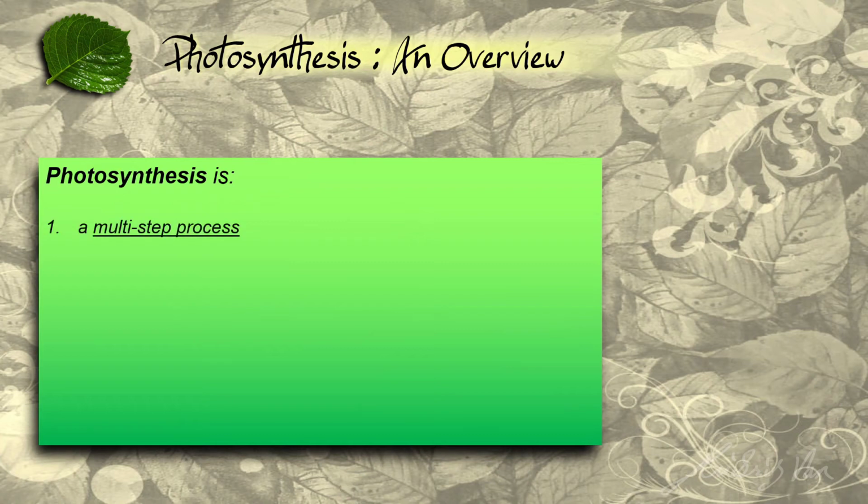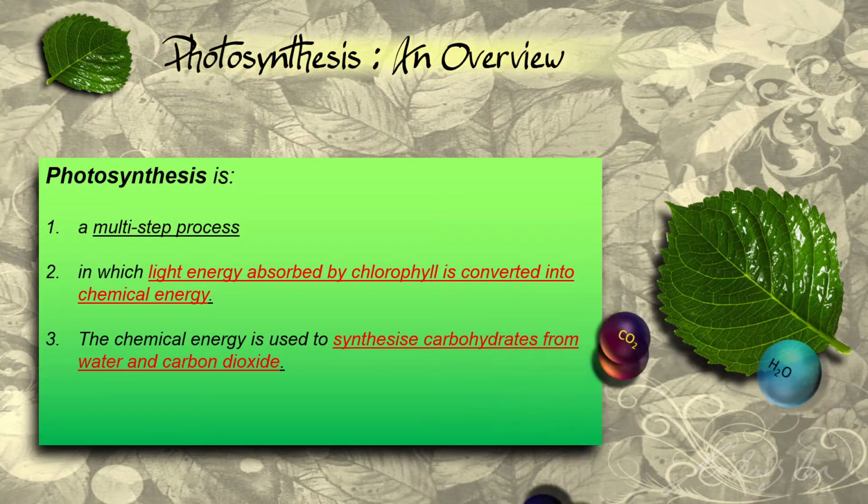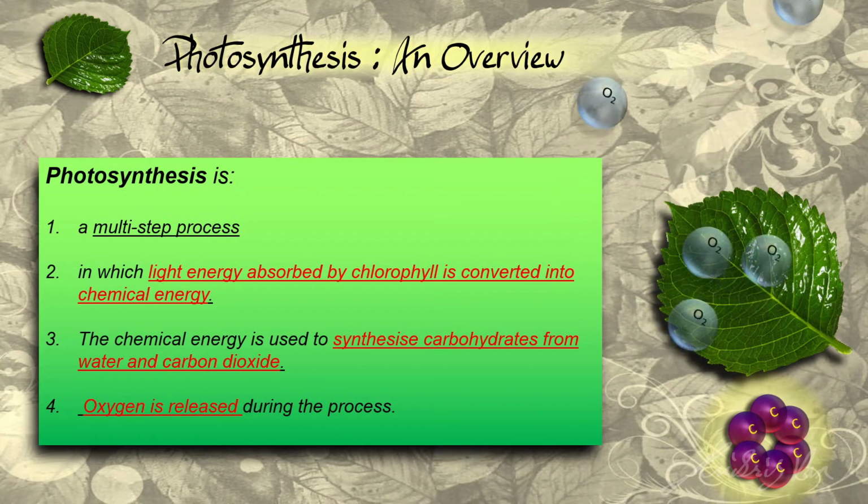Now let us look at an overview of photosynthesis. Photosynthesis is a multi-step process. This is not very important, you just have to know that there are many steps, in which light energy is absorbed by chlorophyll and converted into chemical energy. The chemical energy is then used to synthesize carbohydrate from water and carbon dioxide. This carbohydrate is of course glucose, and at the same time oxygen is released during this process. But just a small note, oxygen is released before the glucose is synthesized.